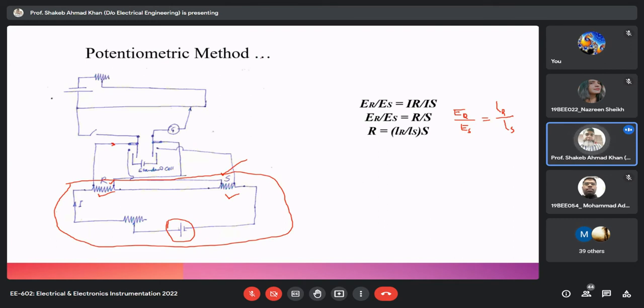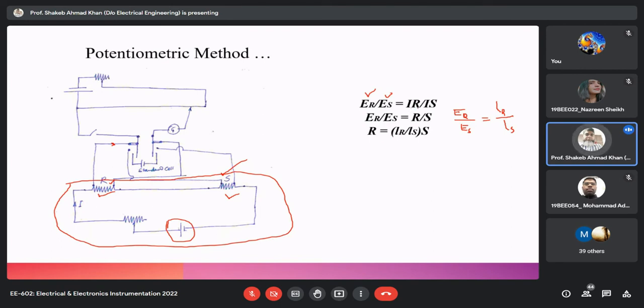So here you can see that ER is the voltage drop across the unknown resistance, and ES is the voltage drop across the known standard resistance. So obviously, when you find the null deflection using the potentiometer, this circuit current will not be disturbed, because no current will be drawn from this circuit or fed into the circuit. So during null deflection, your current will remain the same.